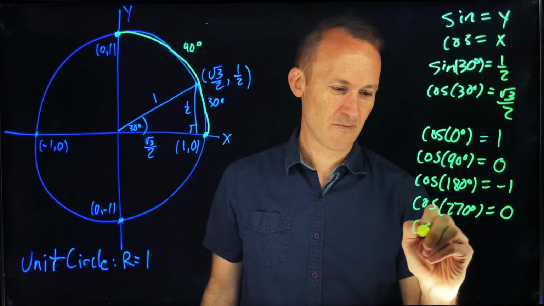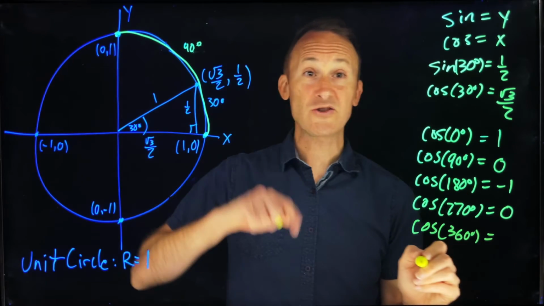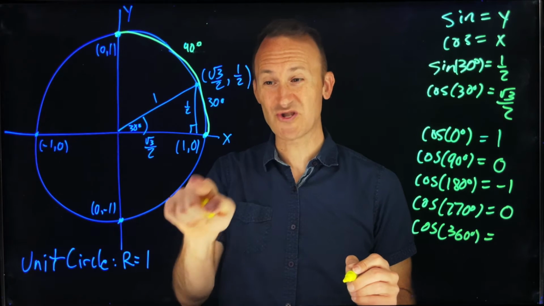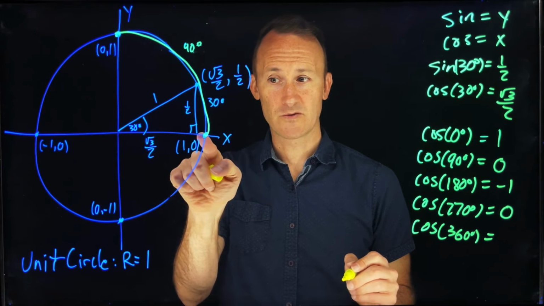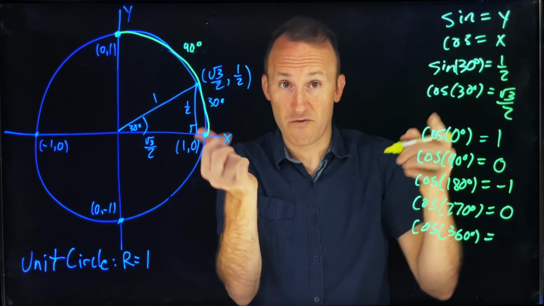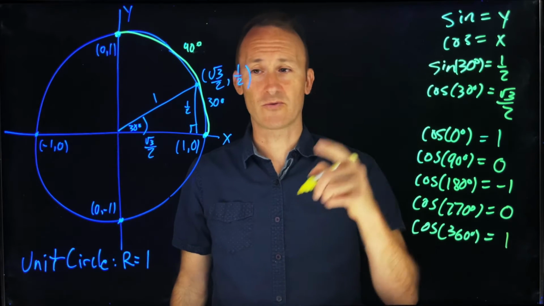One more here. What's the cosine of 360 degrees? Look, at 360 degrees you go all the way back to where you started. So you're at that point, okay? Cosine is just the x value, so you're there. The x value is 1 there. You made a full rotation, you're back.